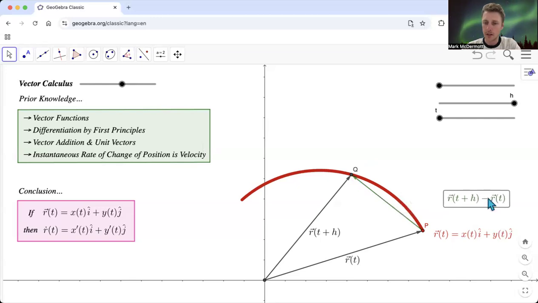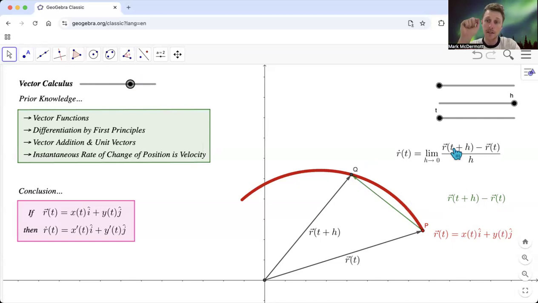Okay, and what we're going to say to ourselves is, let's think about how we could apply first principles to this. Remember, first principles basically says you take the difference in the two functions and then divide by how far apart they're separated, so divide by h, and then you take the limit as h approaches zero. So if you think about it, this is basically the instantaneous rate of change of the position at the point P.